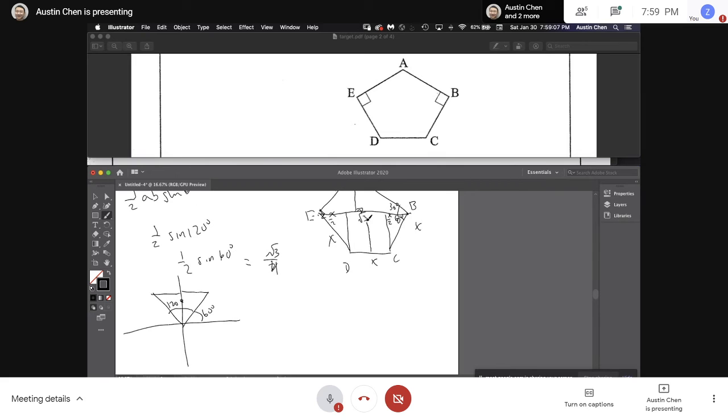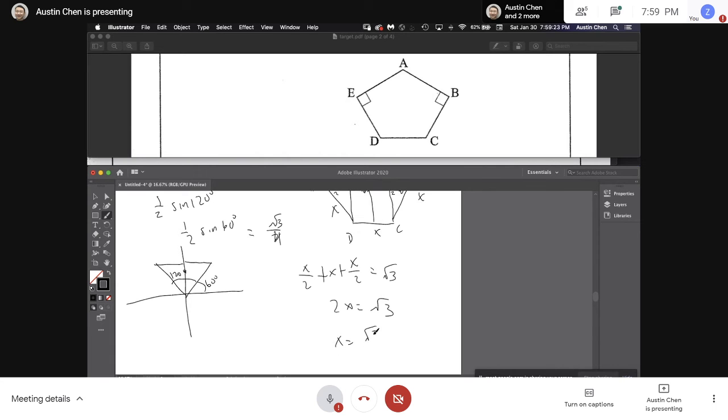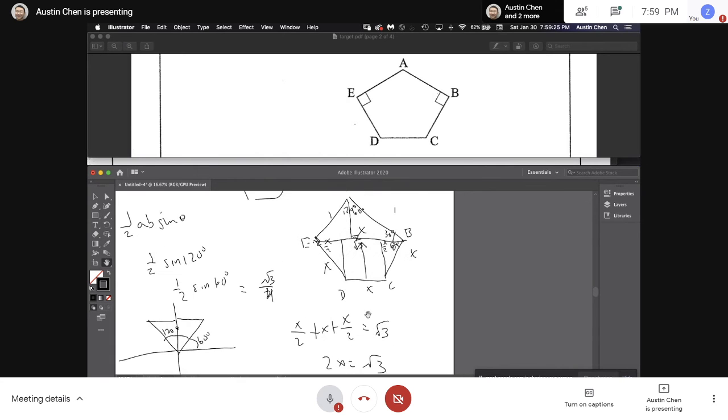And then this, you can just drop x up to here, right? So then you have x over 2 plus x over 2 equals root 3. So you can solve for x like this. So then you have 2x equals root 3, or x equals root 3 over 2. So now that you have x, now you can just find the area.